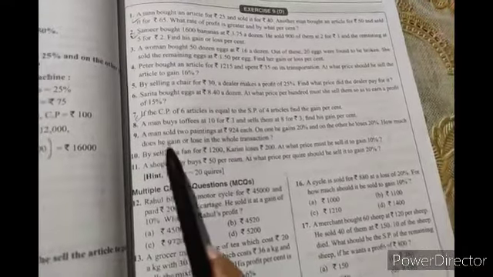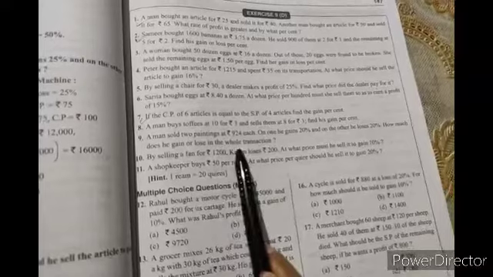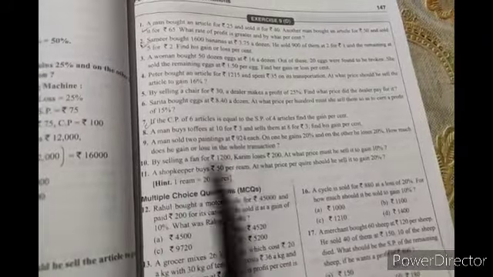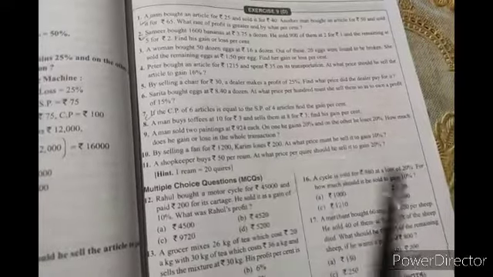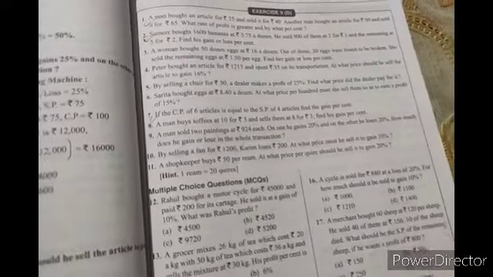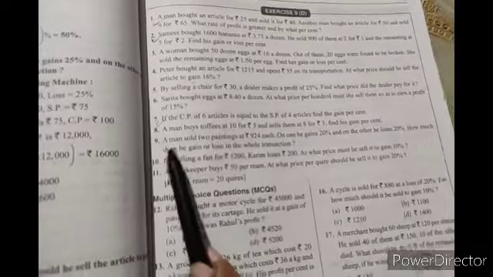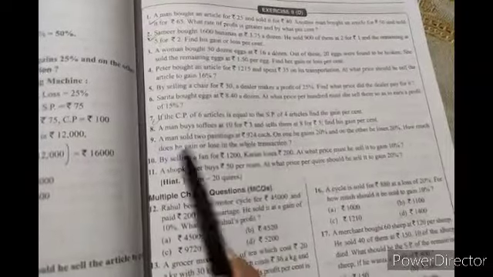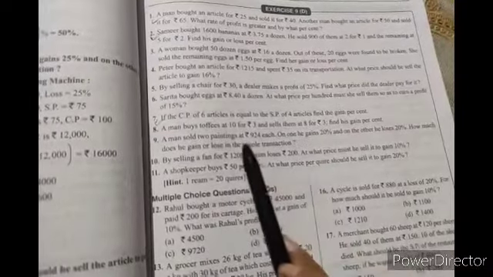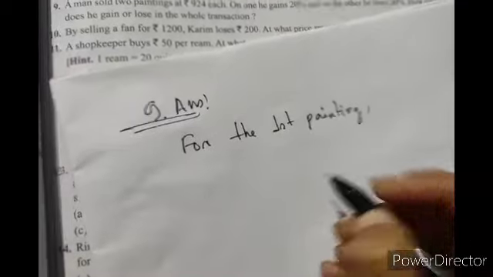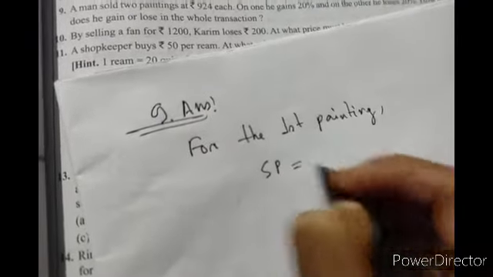Now see here, we need to calculate gain or loss, that means profit or loss. So we can calculate this using the formula of profit percentage. Okay, so let's solve this question. You will understand after solving this. First write for the first painting. For the first painting, what will be the selling price? 924. For the first painting, selling price is given.